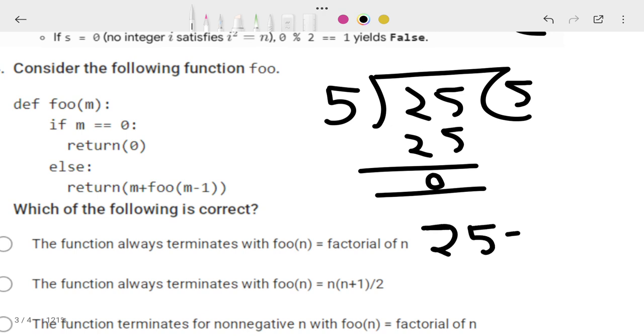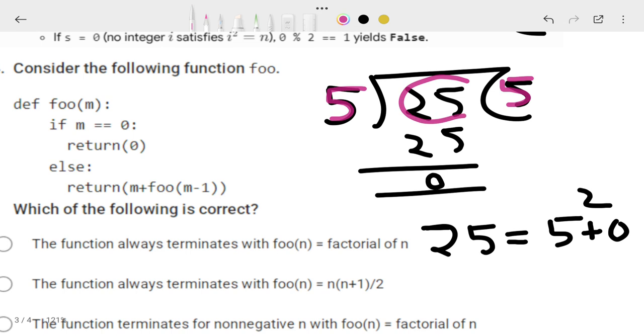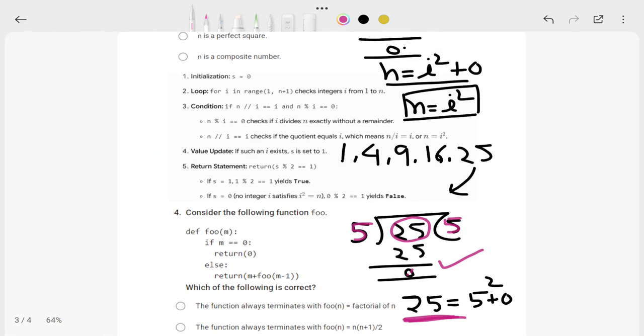25 is equal to 5 square plus 0. Okay, so 5 into divisor, into quotient is equal to 25, plus remainder. I think that you understand. So now this is possible only for the perfect square. This is the final answer.